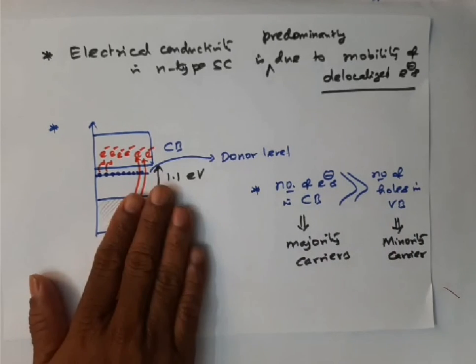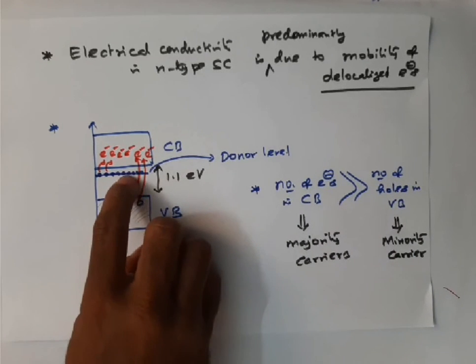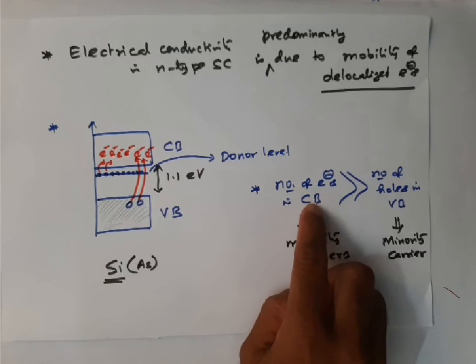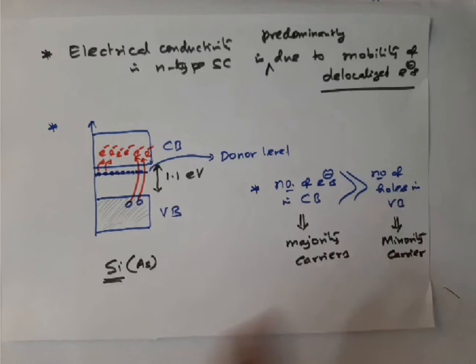So in an n-type semiconductor, you will get a donor level near the conduction band, and the number of electrons in the conduction band is greater compared to the number of holes in the valence band. Students, remember, electrons in the conduction band give conductivity. Holes in the valence band also give conductivity.